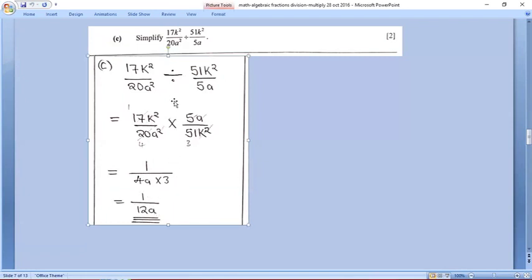That's how you go about working out an algebraic fraction division. You actually change it into multiplication. So it means you also know how to go about multiplying algebraic fractions. You have to cancel out all the common factors. What remains is what you multiply together. Numerators multiply with numerators, and denominators multiply with denominators.